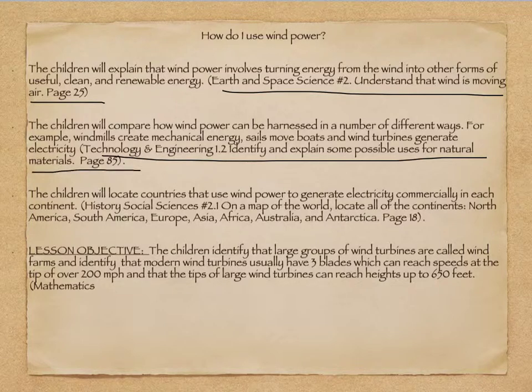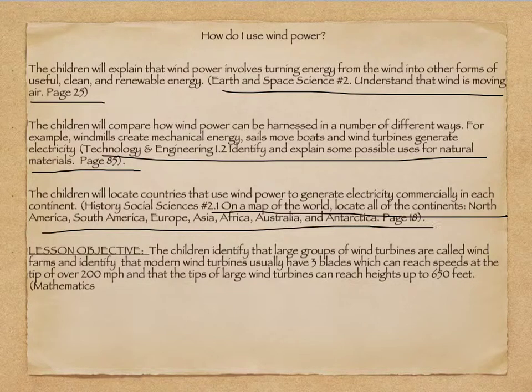The third thing that I would want to have children be able to do by the end of the unit would be that children will locate countries that use wind power to generate electricity commercially in each continent. This would meet a history and social science objective for second grade, and again, I have written out the objective and listed the page number.